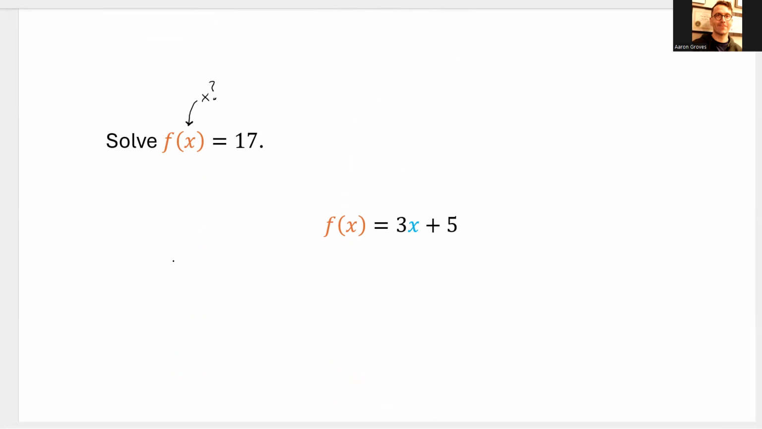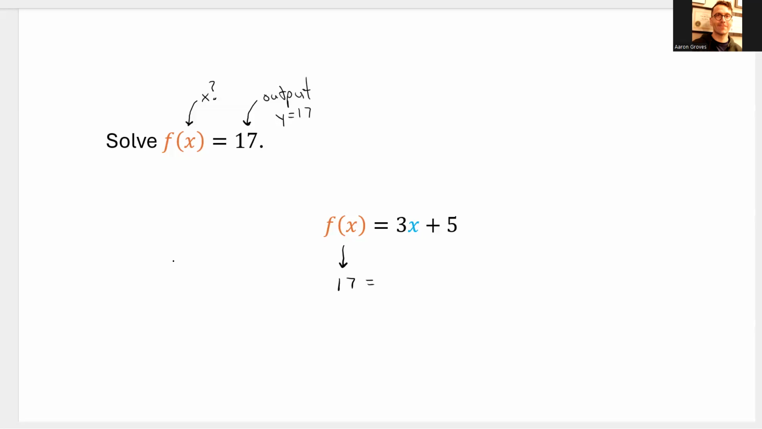We don't know what it is, but our output, right? Our output is given. And remember the output, that's just another way of saying our y value. Our y value here is 17. So what we can do is, if we remember our function f of x equaling 3x plus 5, we will replace our output of f of x with 17, because that's our output.